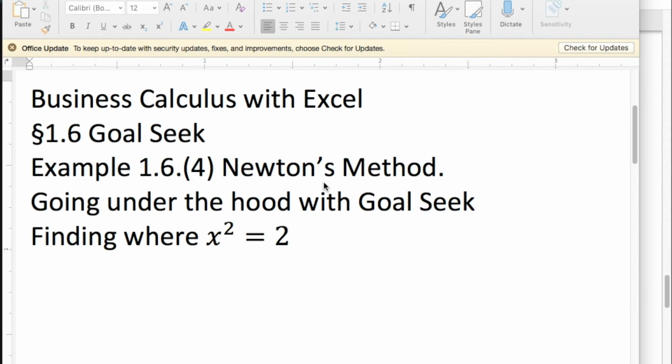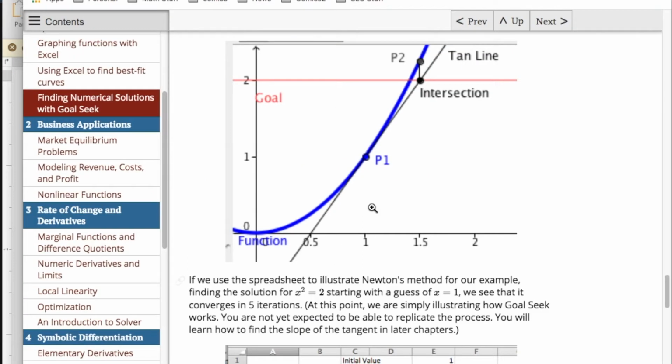Good morning. We're continuing to look at section 1.6 Goal Seek, and today we're going to look a bit under the hood. Goal Seek uses something called Newton's method, and so we're going to look at that. The idea of looking at it will be to give us some idea when Goal Seek messes up or goes wrong.